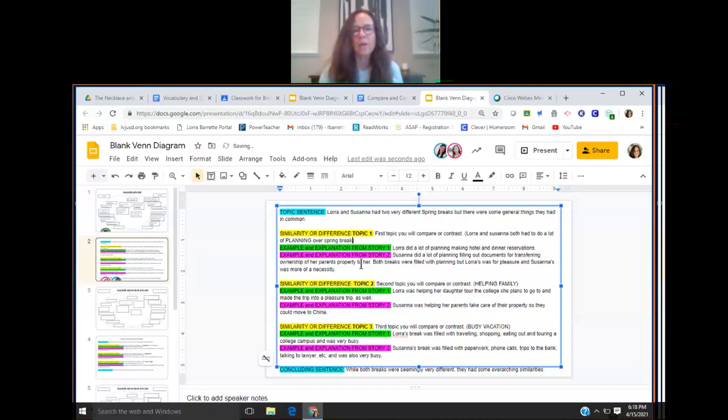And now, example and explanation from story 1 would be my story, Laura. Laura did a lot of planning making hotel and dinner reservations. And then about story 2, Susanna's story. Susanna did a lot of planning, filling out documents for transferring ownership of her parents' property to her. And then we have the explanation. Both breaks were filled with planning, but Laura's was for pleasure and Susanna's was more out of necessity.